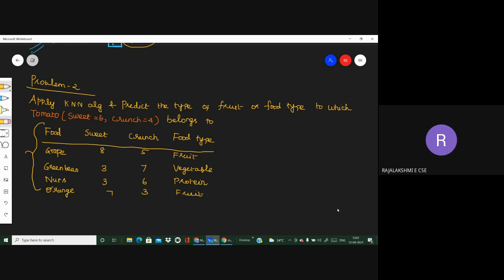Whatever I already have with results is the training set. The sample I am going to predict is the test set. So what is given in the question? I have to predict whether tomato is a fruit, a vegetable, or protein. And the attribute values of tomato are also given: sweet equal to 6 and crunch equal to 4. Food type, sweet, crunch are all given, so this is the training set.